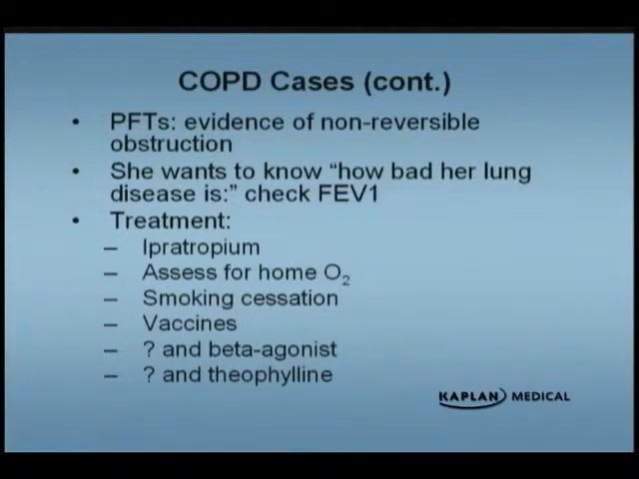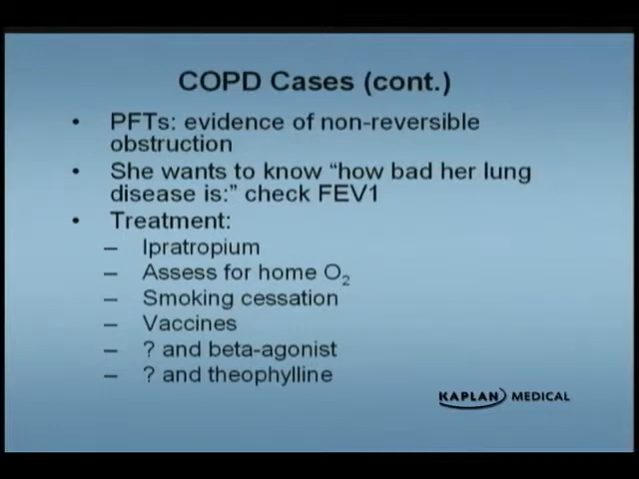She doesn't have any evidence of cor pulmonale here, so I don't say between 55 and 59. I said 55 or less. So that's what I would do in this case. We talked about the PFTs showing evidence of non-reversible obstruction. She wants to know how bad her lung disease is. You check an FEV1 because that's the best way to measure how bad the disease is.